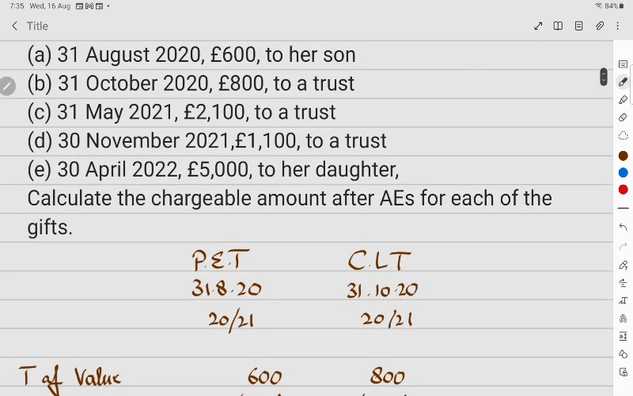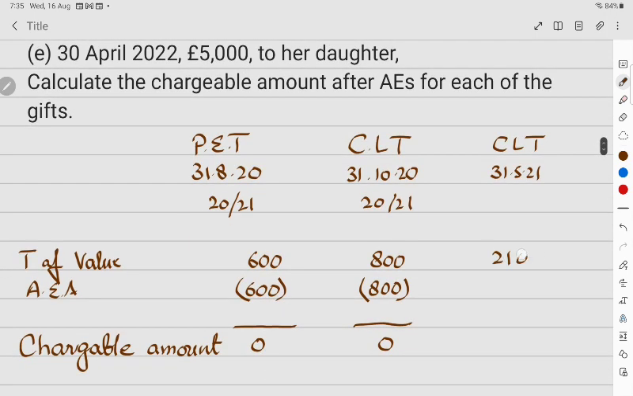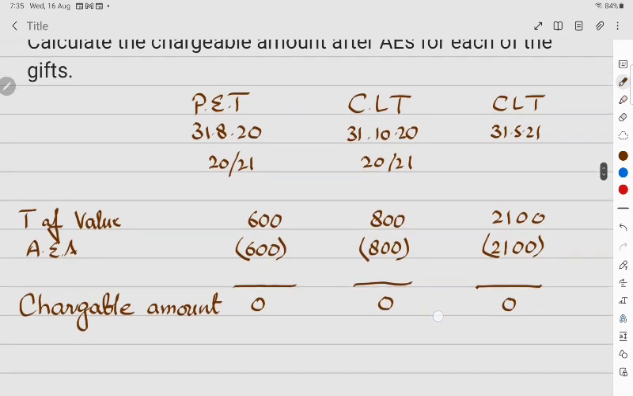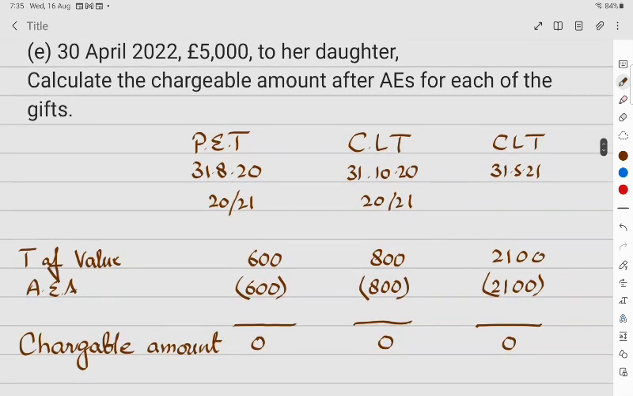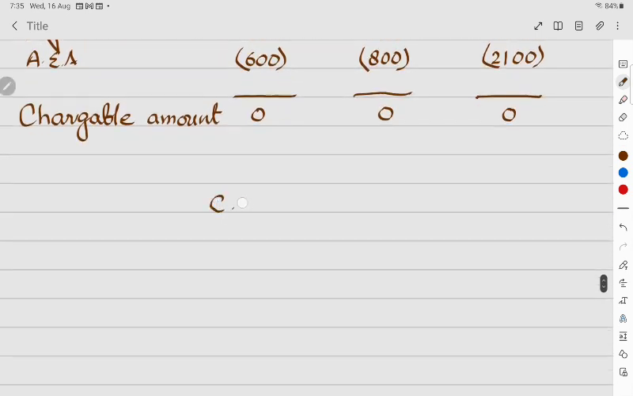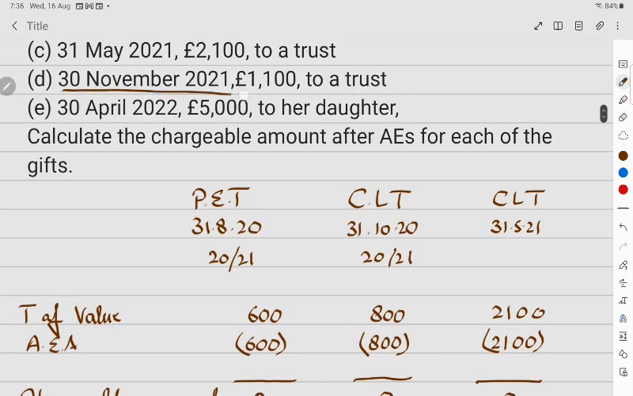Now, about the third gift, that is on 31st May 2021 to a trust. If it is a gift to a trust, then this is said to be chargeable lifetime transfer. The date of gift is 31st May 21 and the amount of gift is 2100. So, the current year annual exempt amount is used and the chargeable amount is again 0. Now, for the fourth gift, this is on 30th November 21 and again to the trust. So, if it is to the trust, the chargeable lifetime transfer is the type. Date of gift is mentioned as 30th November 21.